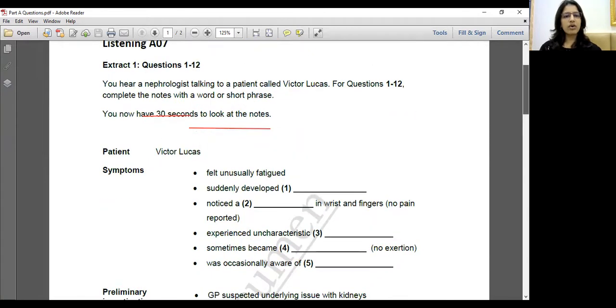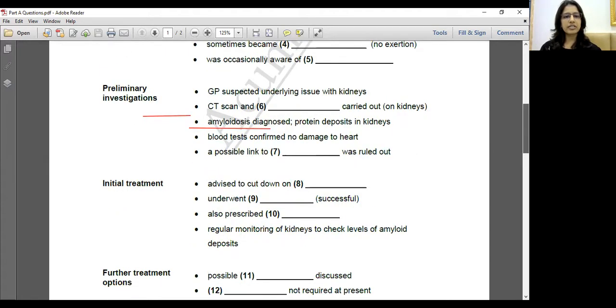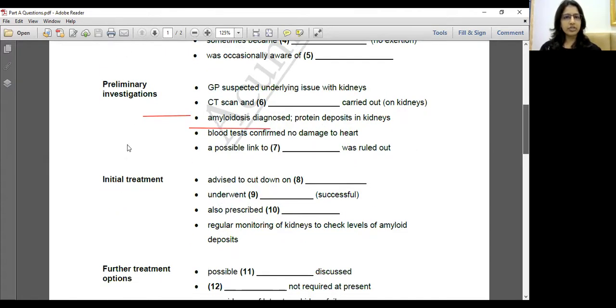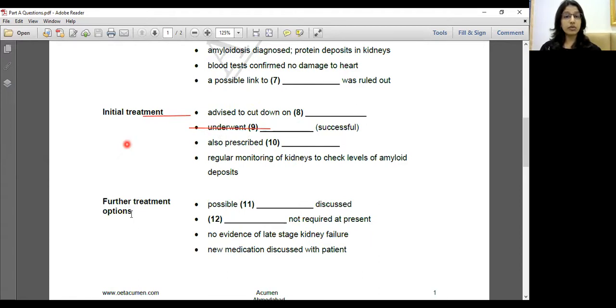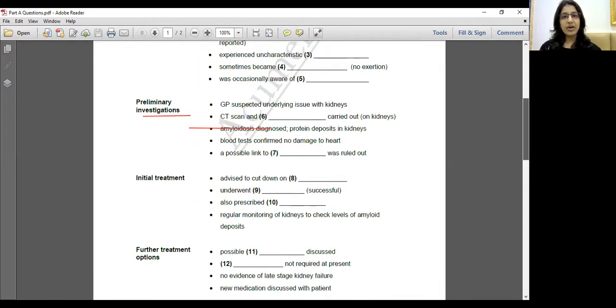Yes, and do you see all those subheadings are something that you had already predicted? The investigations, the initial treatment that they have taken, the treatment options. So you look at the context sentence first. As soon as you look at the context sentence, you send a message to your brain: please be ready with all the vocabulary related to nephrology. Yes, all the tests done in nephrology.